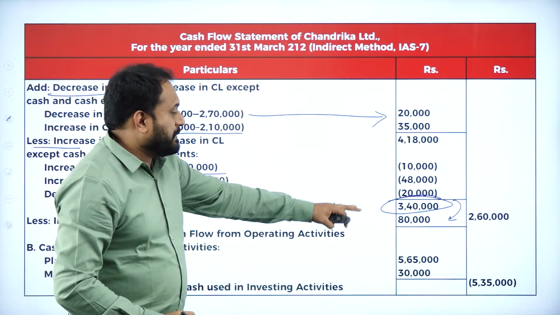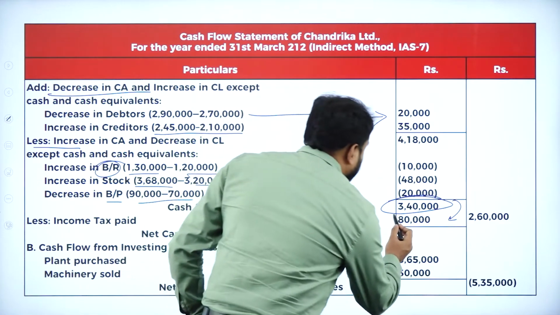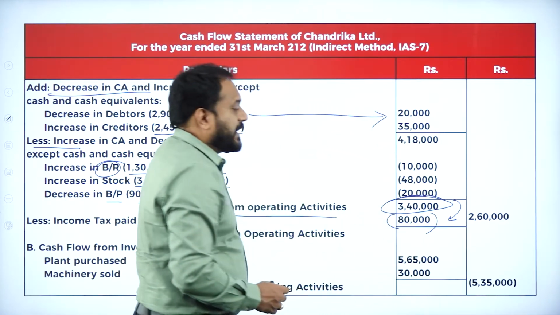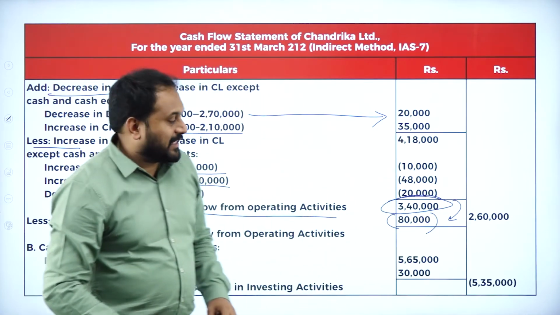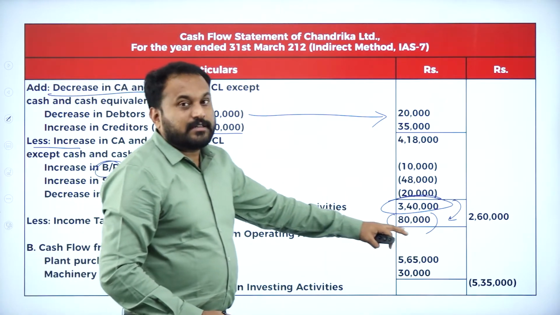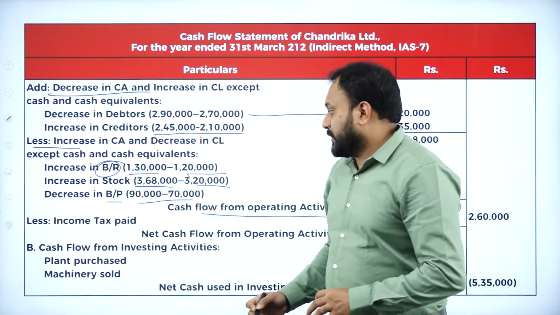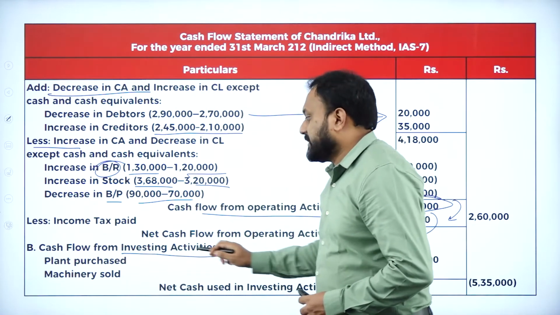3,40,000 when you go for it, minus 80,000. That's why this is minus here. Put it in the bracket. That is what the minus is. Then it will be how much? 2,60,000.